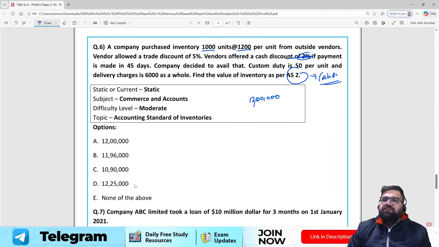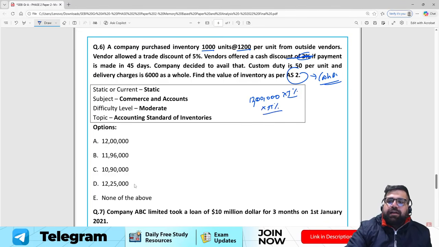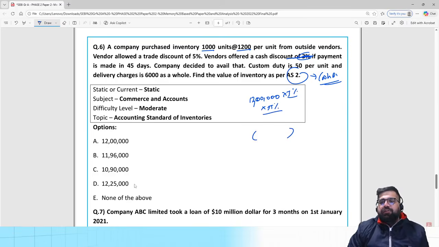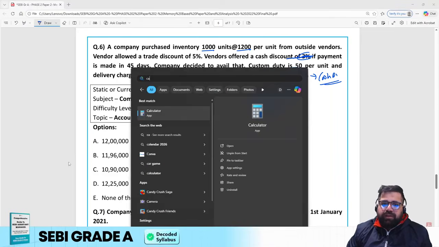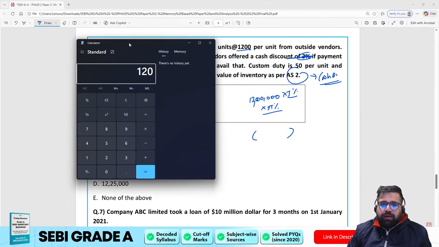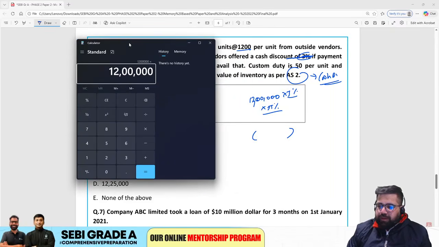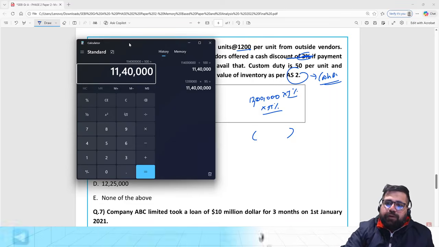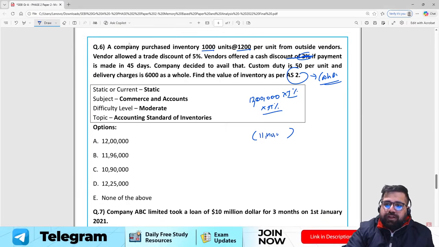Vendor allowed 5% as a trade discount. So if you do 5% of this and deduct it, or you can directly do 95%, then you will get a value. Let me do it with the help of calculator. And in exam, you are allowed to use calculator, but you should be very quick, right? So 12 lakh 95% will be 11 lakh 40,000. This is my value after the trade discount. I will not take into account the cash discount.